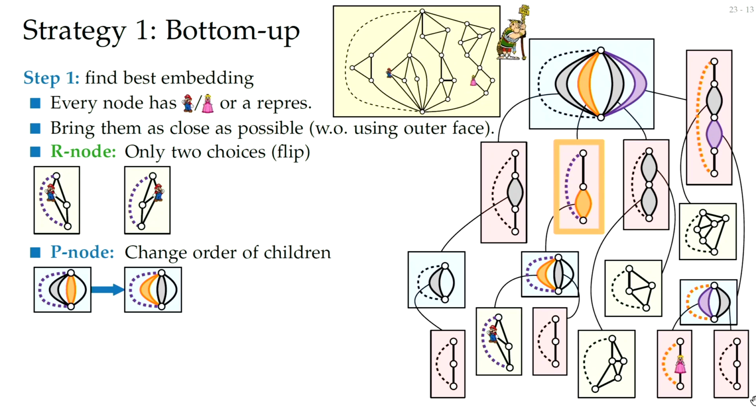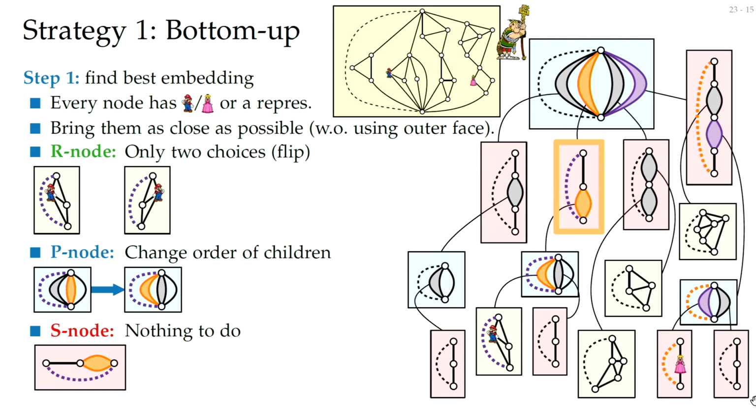We go to an S node. What can we do here? Nothing. We just keep it. We don't do anything. And we go on. Now we're at the least common ancestor, so we have to do the same thing for Peach as well.